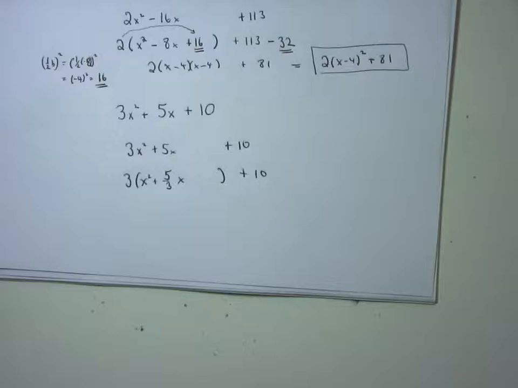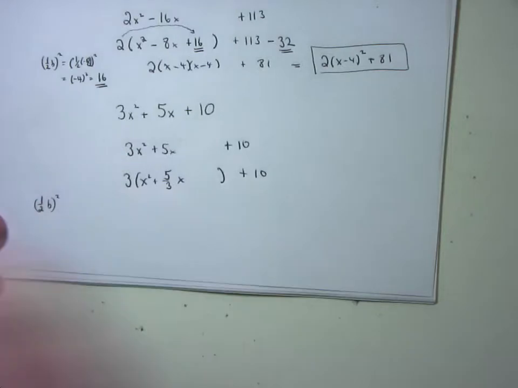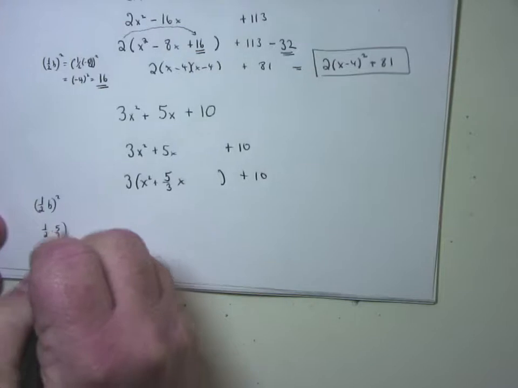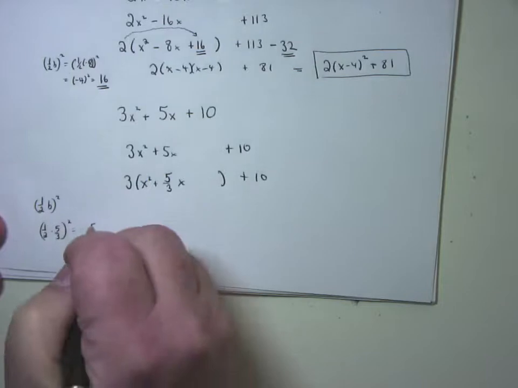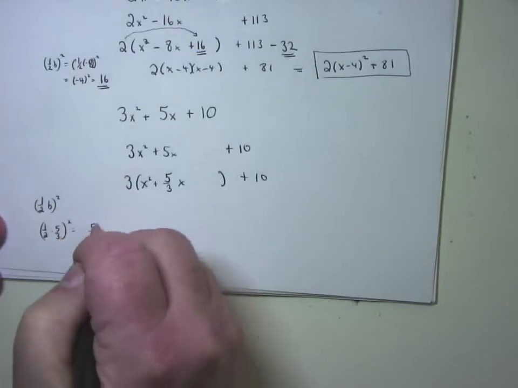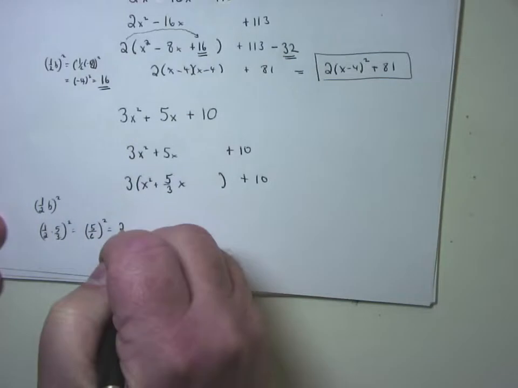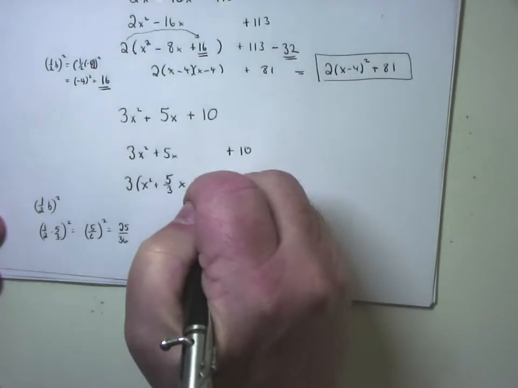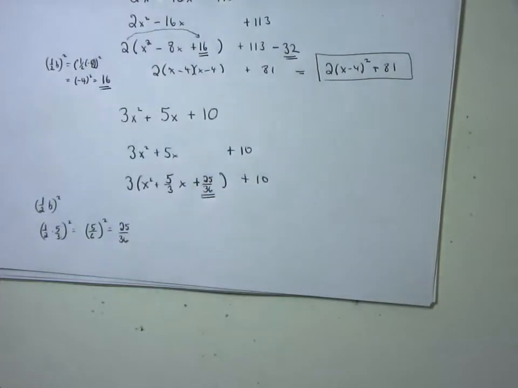So now, complete the square. You're going to take half the b term and square. The b term in this problem is the 5 thirds. So what is half of 5 thirds? And we've got to square it. Half of 5 thirds, well, 1 times 5 is 5, and 2 times 3 is 6, so that's 5 sixths squared. And what is 5 sixths squared? 25 over 36. And there's my magic number that's going to complete the square. So I'm going to add 25 over 36. That completed the square for me.